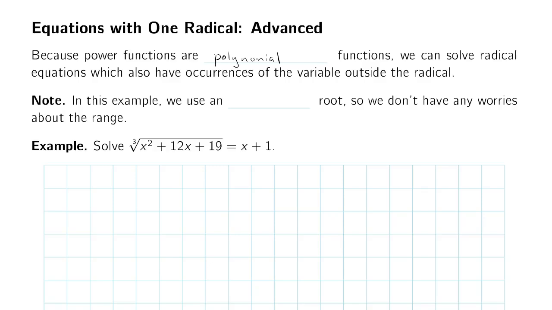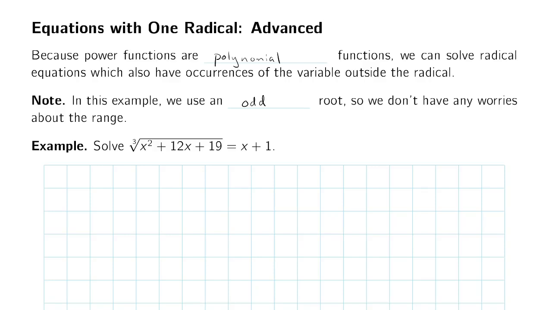In this first example, we have an odd root, and so we don't need to worry at all about the range of our radical function. In other words, both our radical function and its inverse are 1-to-1. So when we rewrite in terms of the inverse, that's going to actually give us an equivalent equation.